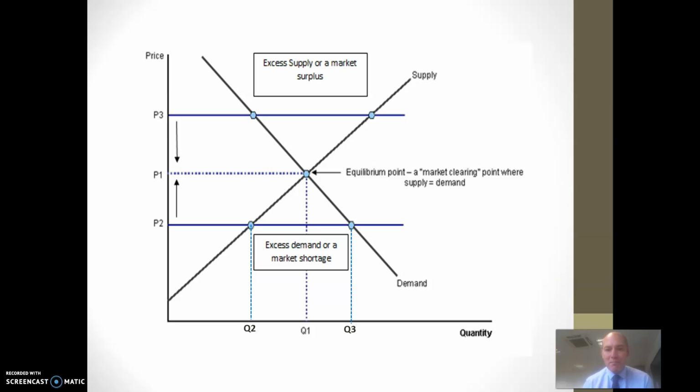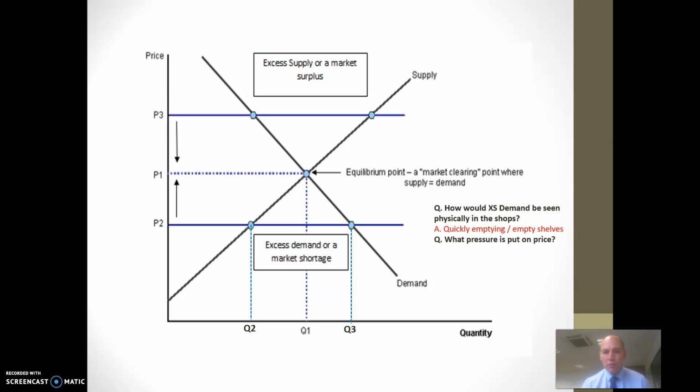There is excess demand, or a shortage. More consumers want to buy this good at a price P2 than firms want to supply it. Now that is important. So in terms of excess demand, how would you see that physically in the shops? Well, shelves would empty very quickly.